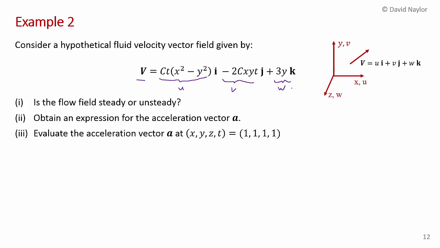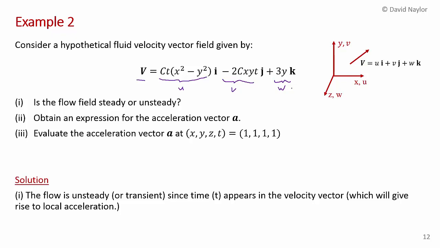And so given this velocity vector field, we're asked, is the flow steady or unsteady? Then we're asked to obtain an expression for the acceleration vector. Remember, bolded letters are vectors. And then once we get that expression, we're going to evaluate the acceleration vector at x, y, z, t equals 1, 1, 1, 1, where the units are arbitrary.